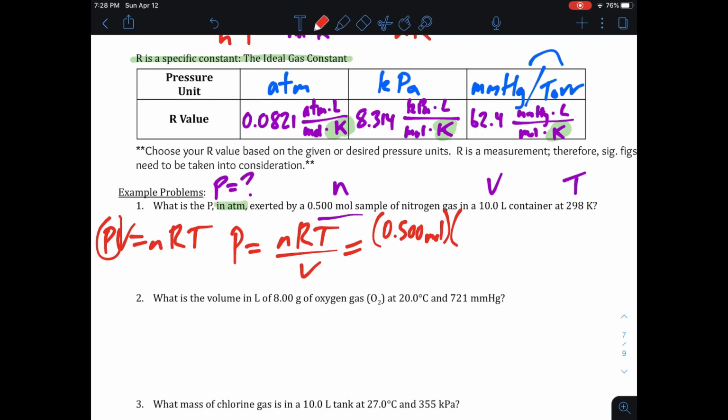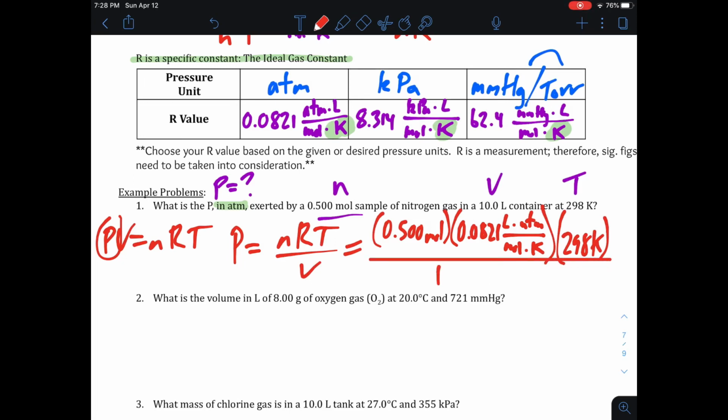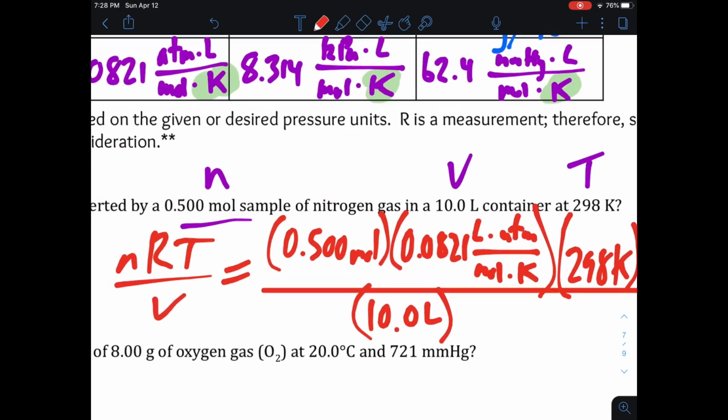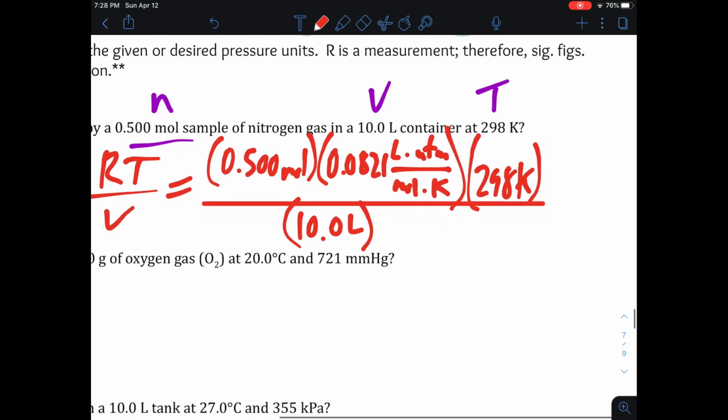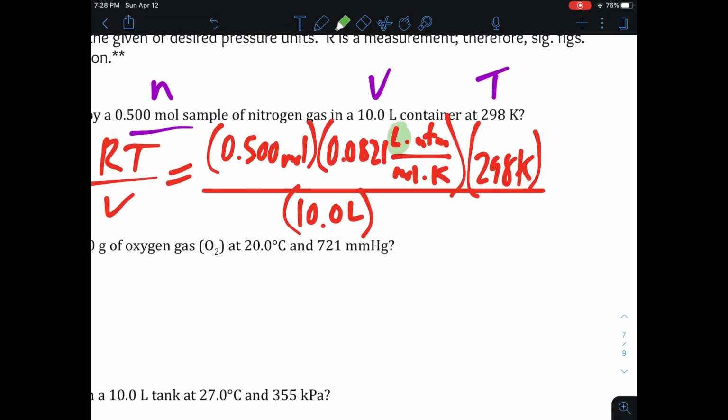Therefore, we have to use the one for atmospheres, which is 0.0821 liter atmospheres over moles times Kelvin. Multiply that by our temperature, 298 Kelvin, all divided by our volume, which is 10.0 liters. Remember how with the combined gas law we can use different units for our volume? That's not the case with this one. We need it to be liters because our R value has liters in it.